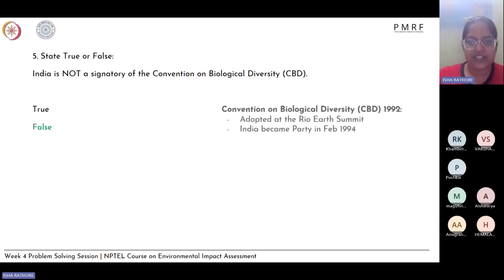India signed the Convention on Biological Diversity, CBD, in the year 1994, even though the convention happened in 1992. But India is a signatory to the Convention on Biological Diversity. So always read the questions thoroughly. Look if the statement is negative or positive. So India is a signatory to the Convention on Biological Diversity, so the statement given is false. Moving on to the next question.